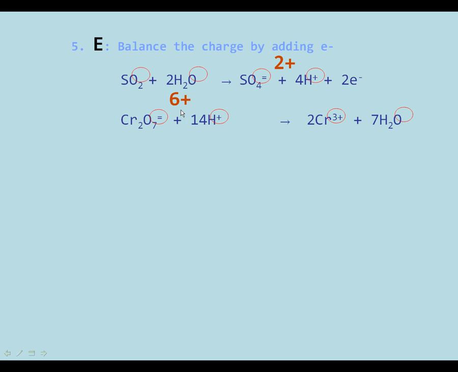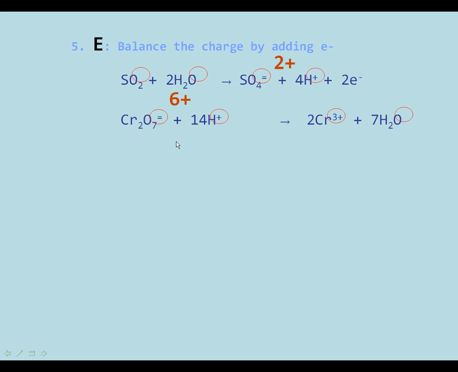This gives us a total overall of 6 positives on the left, because there were 14 positives and 2 negatives, so that's 12 positives on the left. There were 6 positives on the right, 2 lots of 3. 12 positives, 6 positives, overall 6 positives on the left-hand side of the equation. So the left-hand side of the equation has 6 more positive charges than the right.